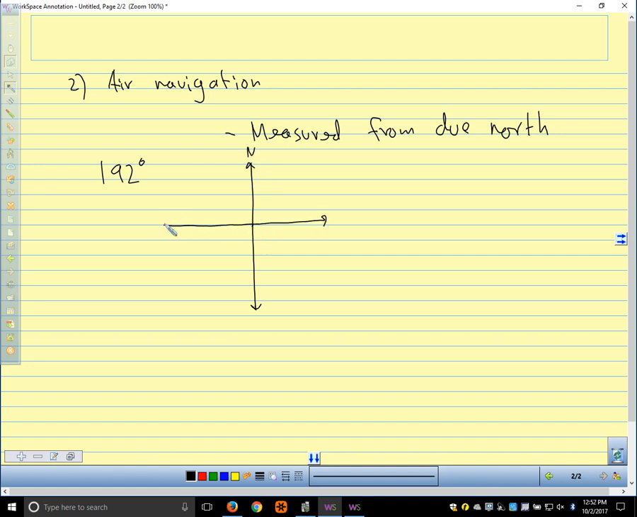It's measured clockwise from due north. So that would be a bearing of 192 degrees. So a bearing of 180 degrees is due south, 270 degrees is due west, 90 degrees is due east. So you'll be given a few problems that measure the angle in terms of bearing, and you just need to be able to translate that into what you need to find for your problem.